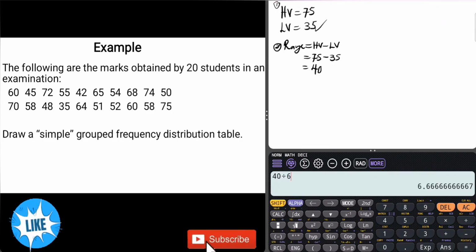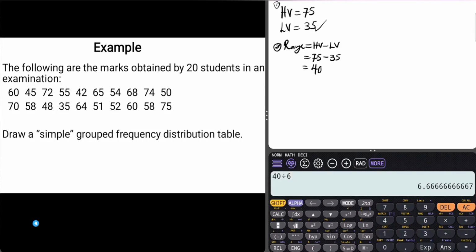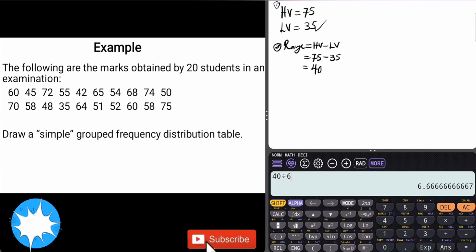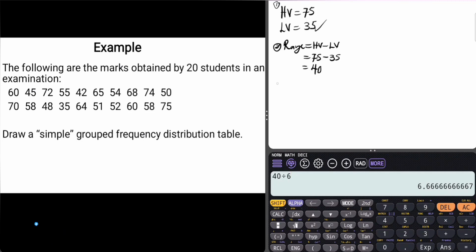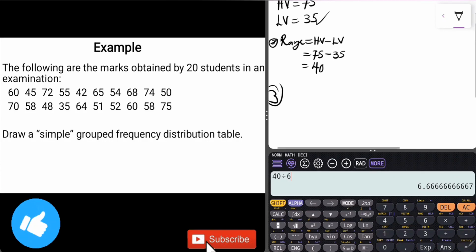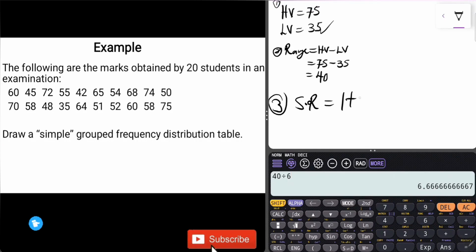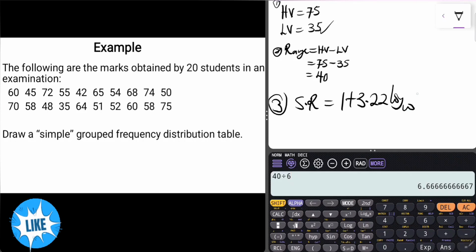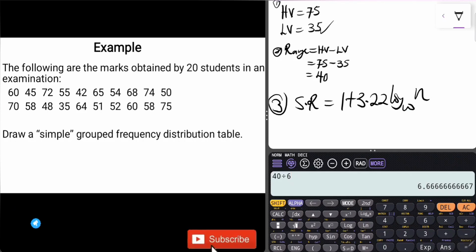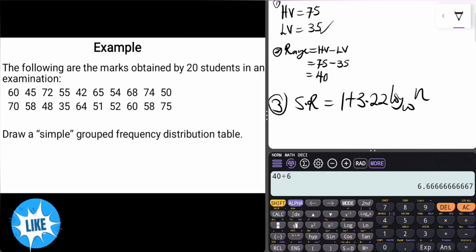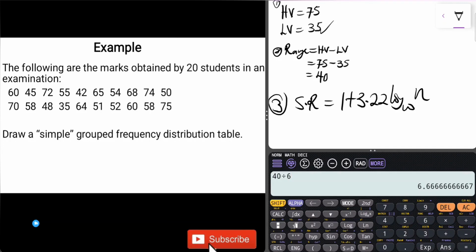The next step you want to undertake using Sturge's rule is to find the desired number of classes. That's why we use the Sturge's rule formula to calculate that. So in using Sturge's rule, that's step 3. Step 3, we are saying that Sturge's rule is going to be 1 plus 3.22 log 10 of N. And in this case, N is the total frequency, or number of frequencies in that particular set of data. I believe that is clear.